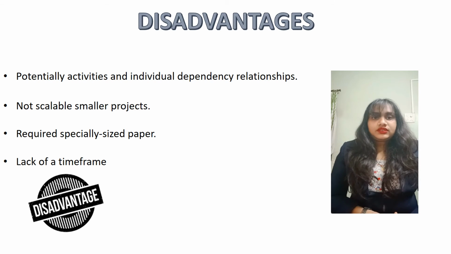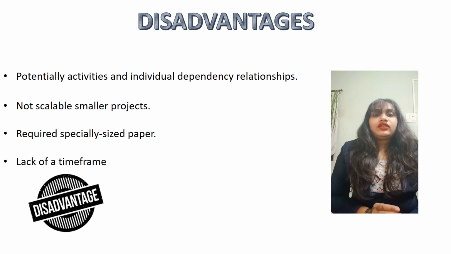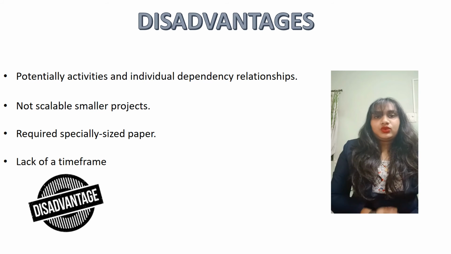Every coin has two sides, so there are disadvantages of PERT analysis. There can be potentially hundreds or thousands of activities and individual dependency relationships. PERT is not easily scalable for smaller projects. The network charts tend to be large and unwieldy, requiring several pages to print and specially sized paper. The lack of a time frame on most PERT or CPM charts makes it harder to show status, although colors can help, for example, a specific color for completed nodes.